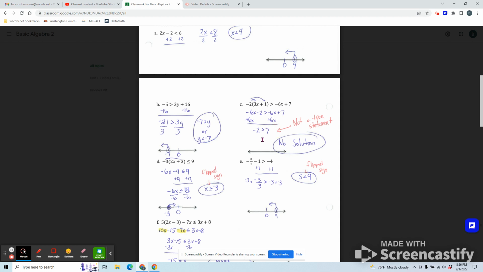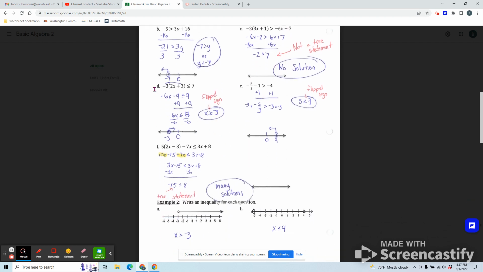So now I got to check the statement because we're not going to add in another variable. My variables canceled. They are gone. So I'm going to check. Is negative 2 greater than 7? Is owing $2 better than having $7? No, that is not a true statement. So that means there is no solution. There is no value for x that we can plug in that would make this a true statement.